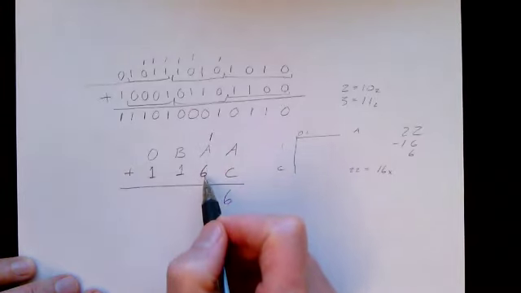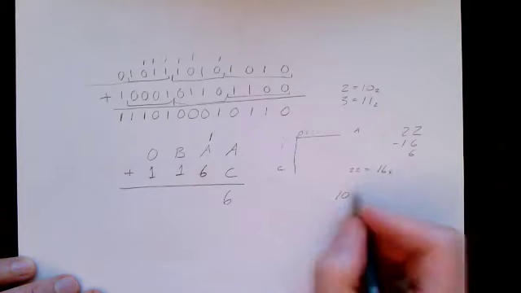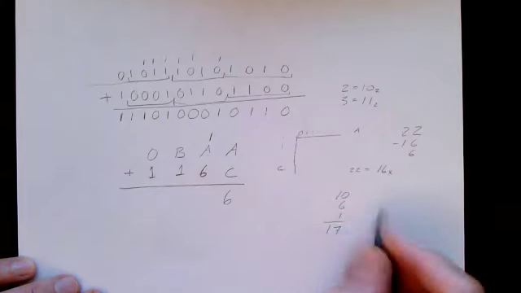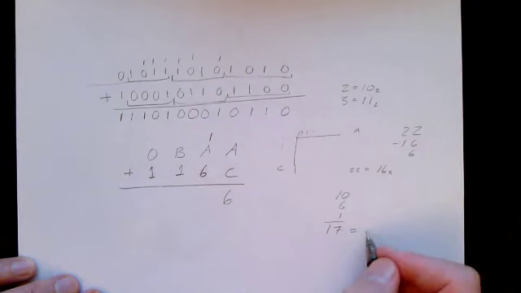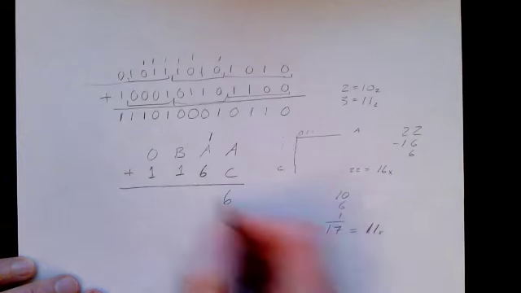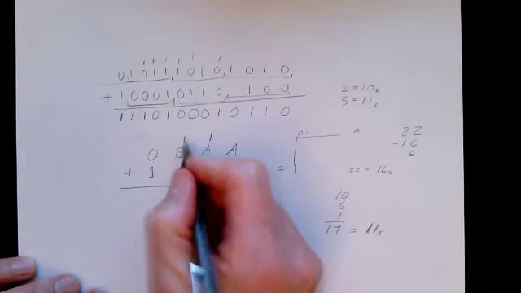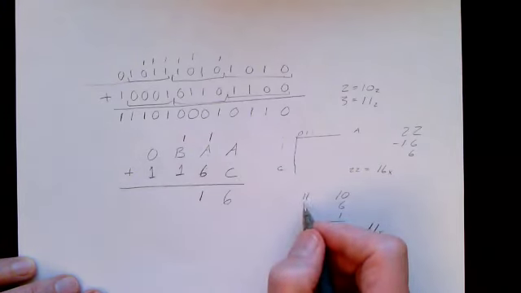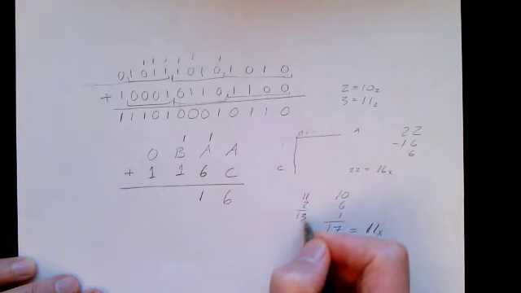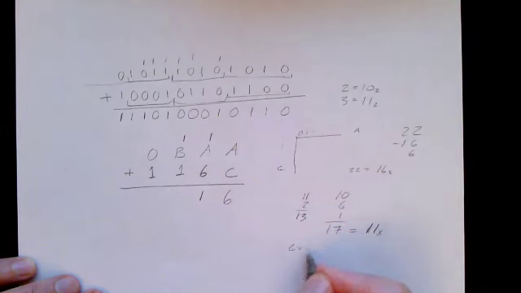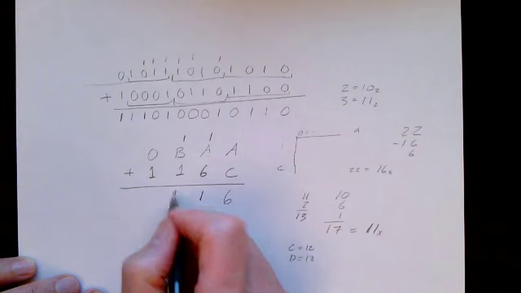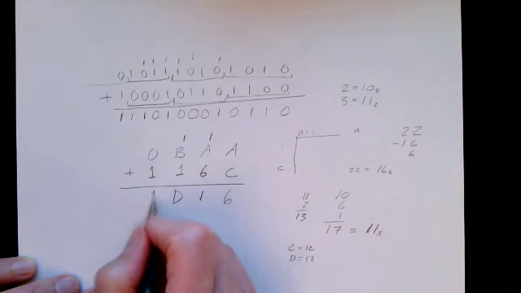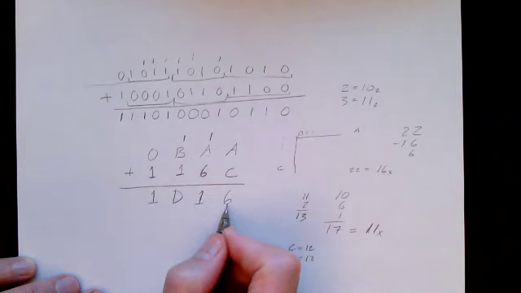Now we have 1 plus A plus 6. Well, A is really 10, plus 6 plus 1 is 17, which in hex would be 1, 1. So we write down our 1 here, and we carry our 1. B is equal to 11, plus 2 is 13. Well, 13 in hex, remember that C is 12, so D is 13. So we write down D here. We have no carry, and 0 plus 1 is 1. So here's our answer, 1D, 1, 6.